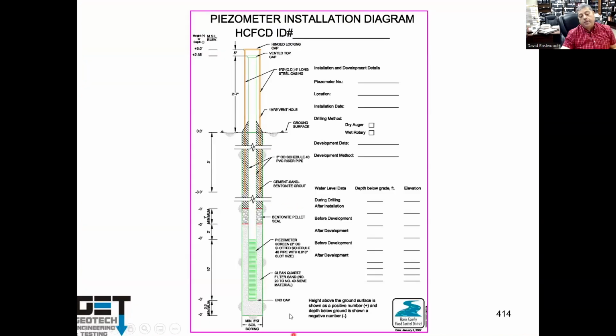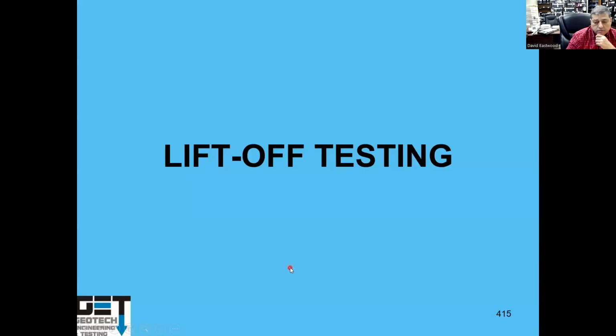The way you make a piezometer, you got your screen, and then you put it in the ground about 20 feet. You put sand around it. Above that, you put bentonite balls. Above that, you grout it all the way to the surface. That's basically called a piezometer, to measure water levels.